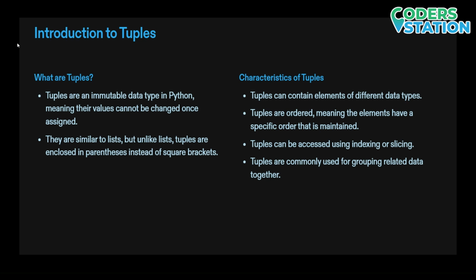Characteristics of tuples. Tuples can contain elements of different data types just like a list. Tuples are ordered, which means that the order of a particular element is maintained in the tuple, as they are immutable and unchangeable. Tuples can be accessed using indexing or slicing. Tuples are commonly used for grouping related data together.